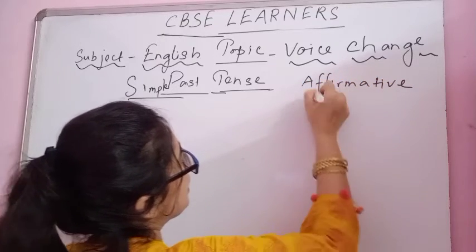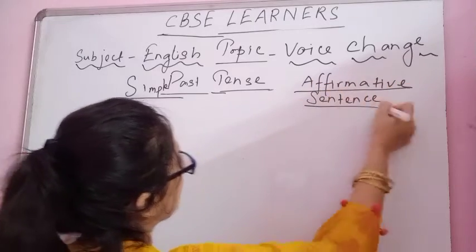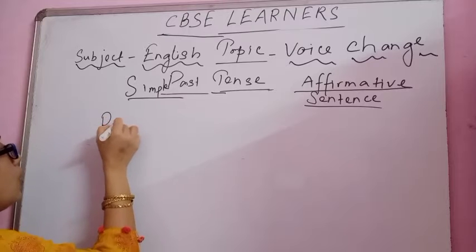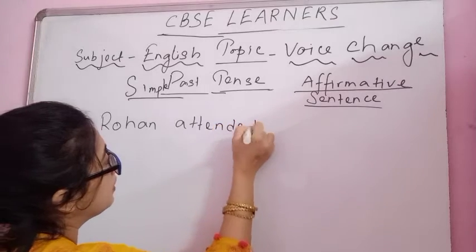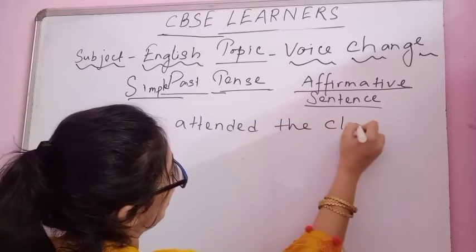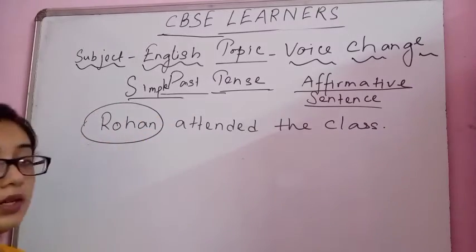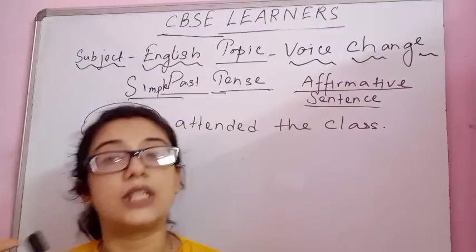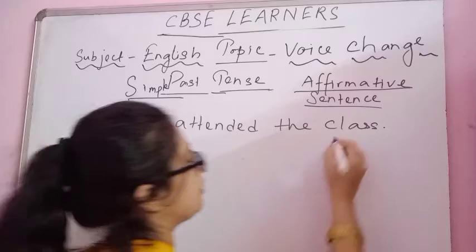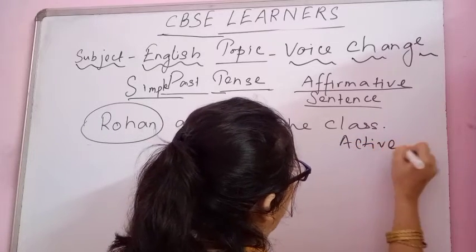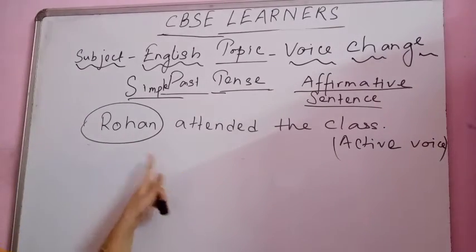Affirmative sentences. Let me take one affirmative sentence like: Rohan attended the class. You can see here the focus is on the subject Rohan. We know that if the focus is on the subject, then the voice of the verb will be active voice. So this is a sentence in active voice, as the focus is on Rohan, which is the subject.